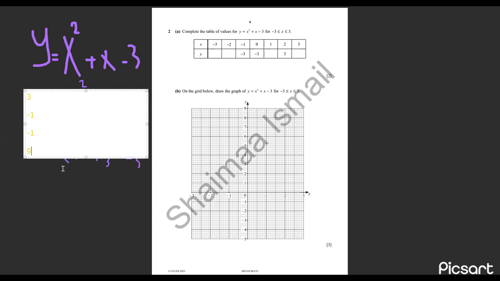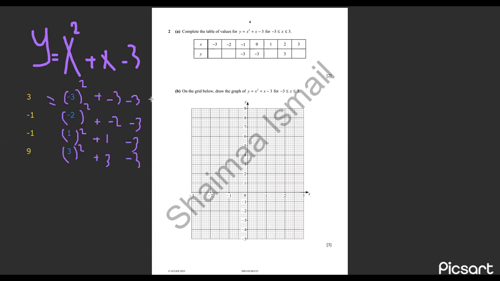Okay. So these are the values of y when x equals negative 3, x equals negative 2, x equals 1, and x equals 3. And for just completing this table by substituting, you have just 2 marks. Okay, so here negative 2 will be negative 1. Negative 1. Then the 1 here will be equal to also negative 1. And the 3 will be equal to 9.